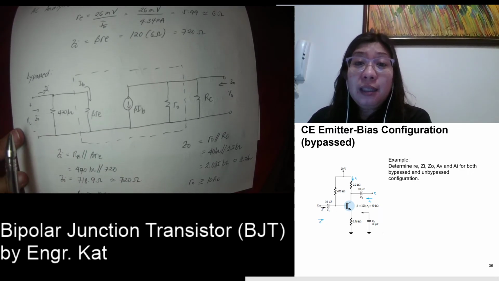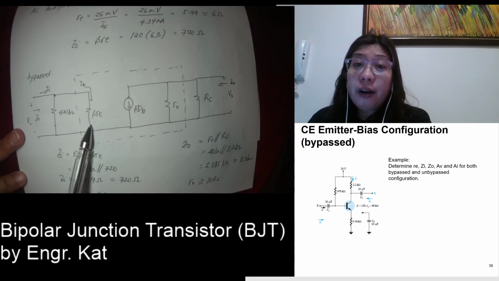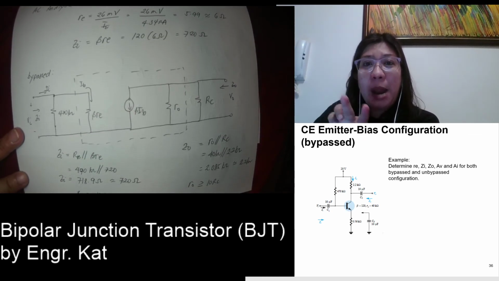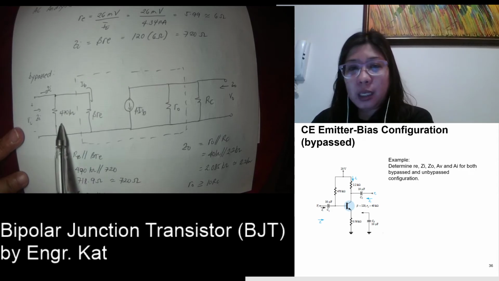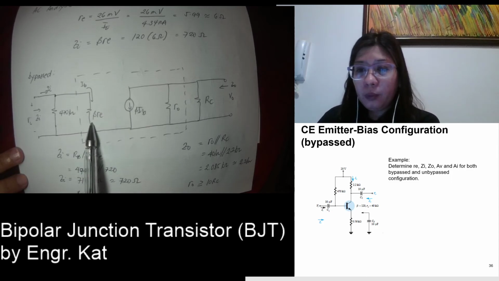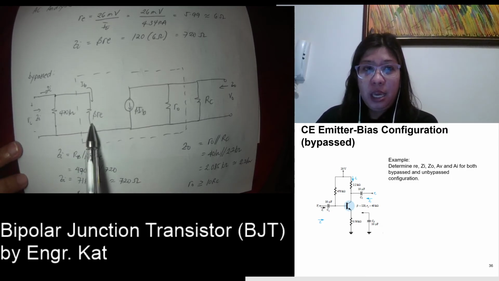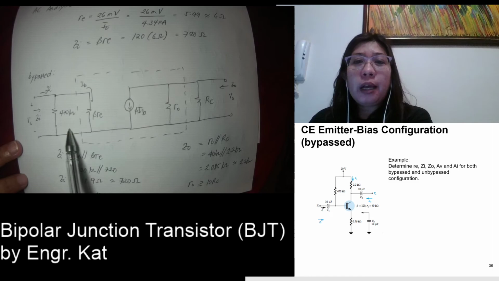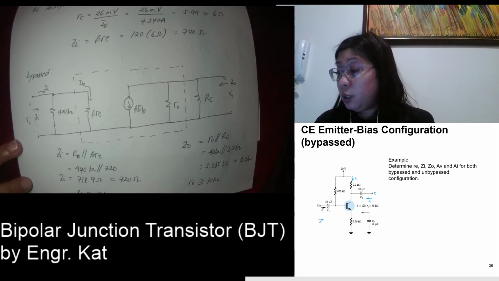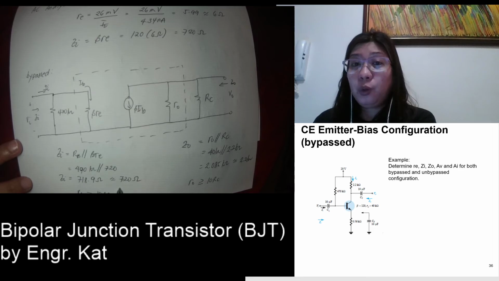So it is not just beta RE. Rather, we are seeing two impedances in parallel. So what are those two impedances? You have the 470 kilo ohms and your beta RE here. Since they're in parallel, getting the parallel combination of these two, this will be equivalent to 718.9, which is approximately equal to 720 ohms.